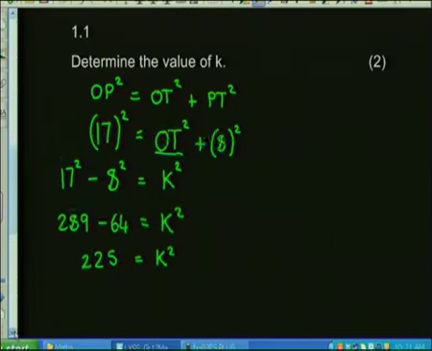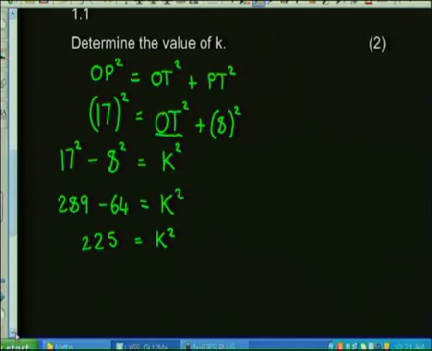Now, we do not want the value of K squared, we want the value of K on its own. And to eliminate the square, we would square root. And again, following our rules of equations, whatever we do to one side, we must do to the other. The square root of K squared is K. And now our square root of 225 is going to be plus or minus 15.